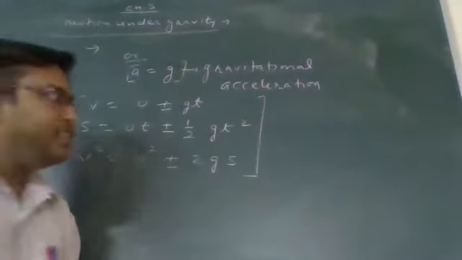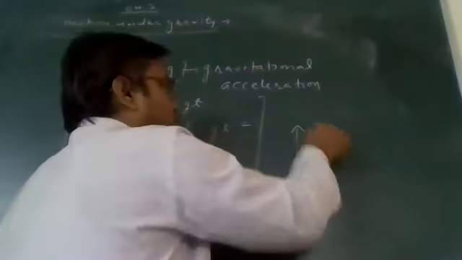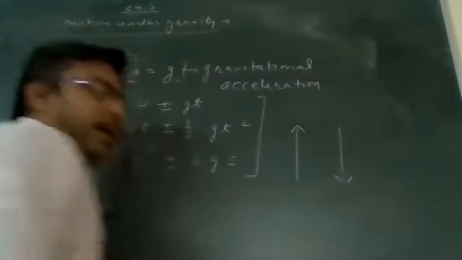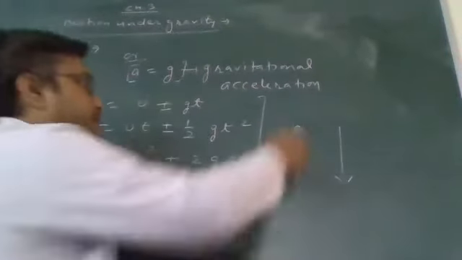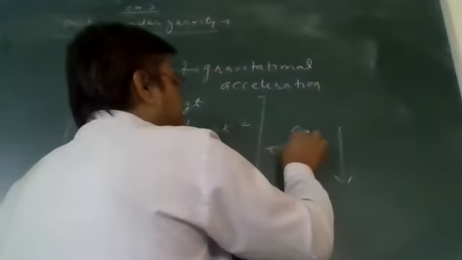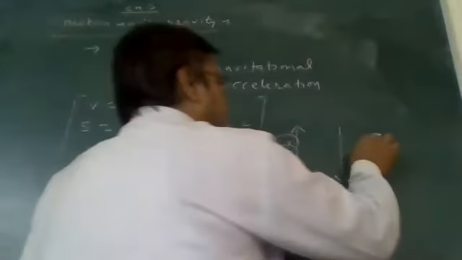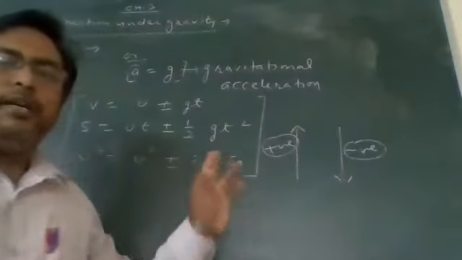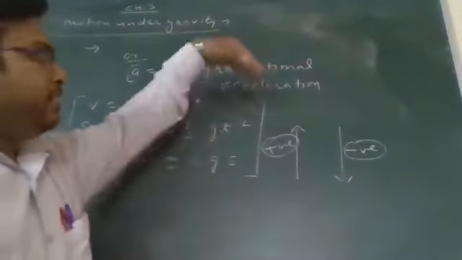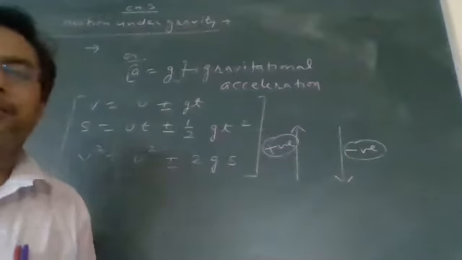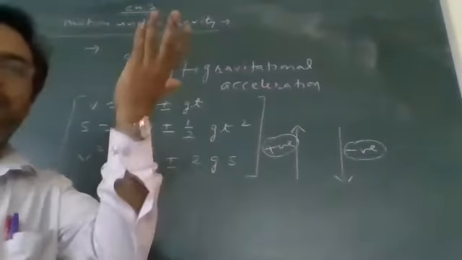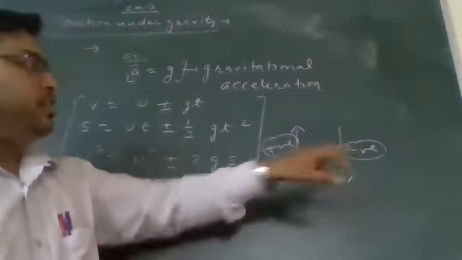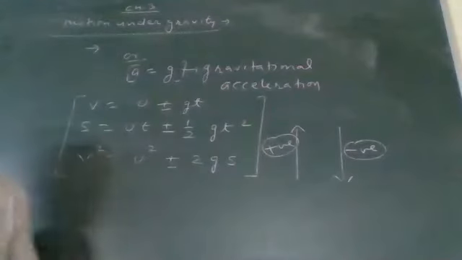Why have I considered both signs? Because when the object is moving upward and when it is going downward, I have to take one direction positive and one direction negative. Usually we consider the upward direction positive and the downward direction negative. I will use this convention, but it is not any standard. You can consider any direction positive or negative, but I advise you to always follow the same sign convention. Upward direction positive, downward direction negative. It will avoid all kinds of confusion.